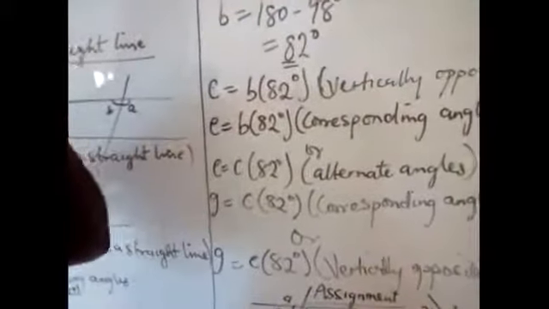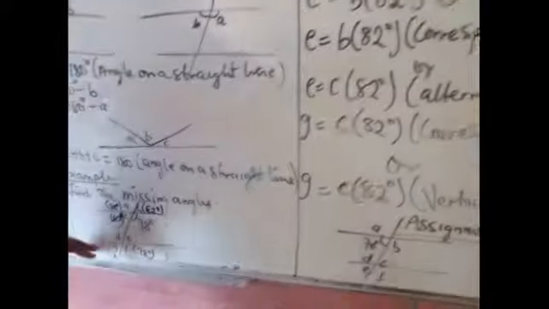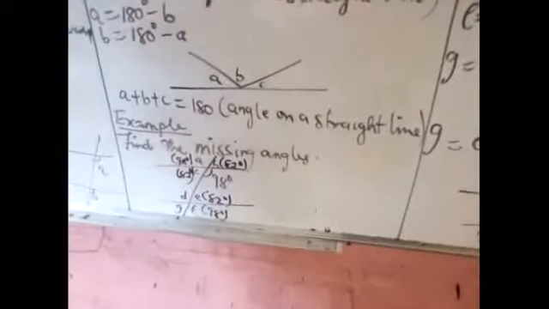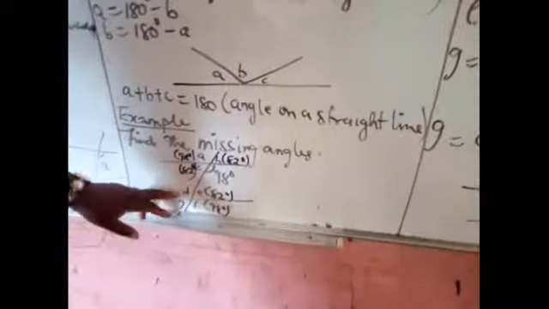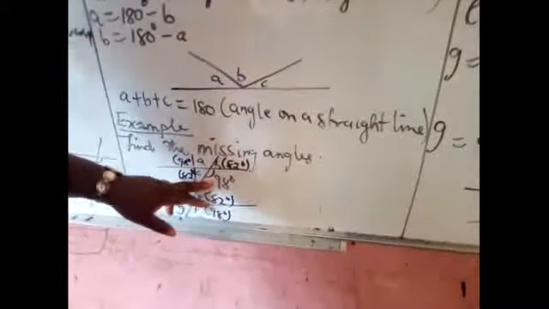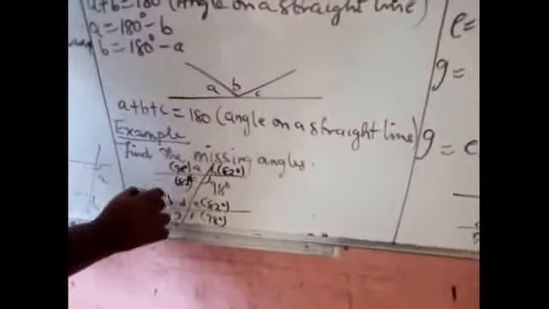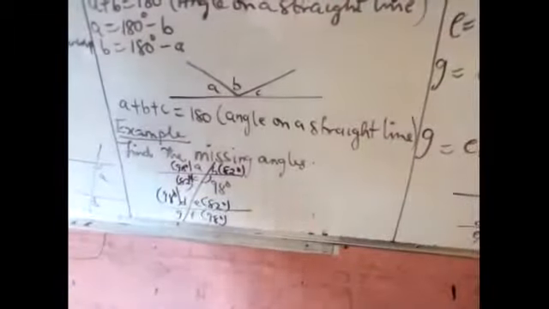You notice that whichever way we take, you must get the same value. What is left? G. We have found E to be 82. Okay, looking at D. D is alternate to this. Okay, we have found it, just that we didn't write it. 98 degrees. Now, remaining G.